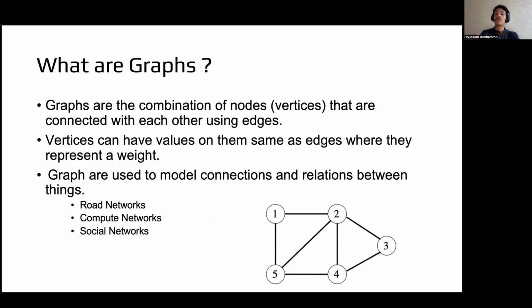Let's say, for example, you store cities and you want to calculate the distance between each city, then you're going to want to use a graph, where you store cities in each vertex, and the edge is the road or the distance between that city and another city. Another example is road networks.